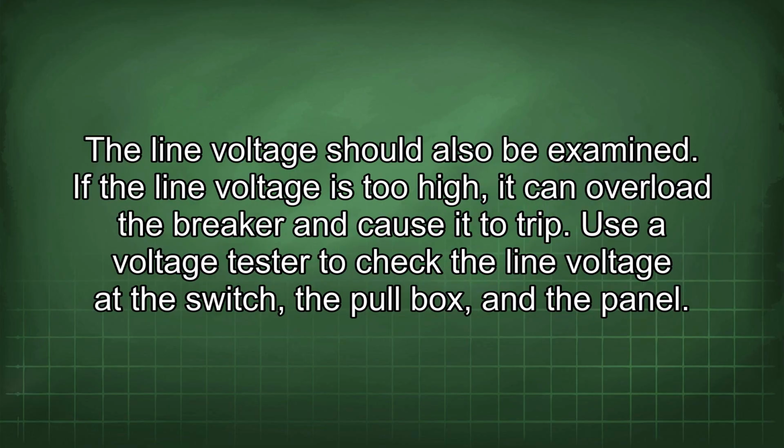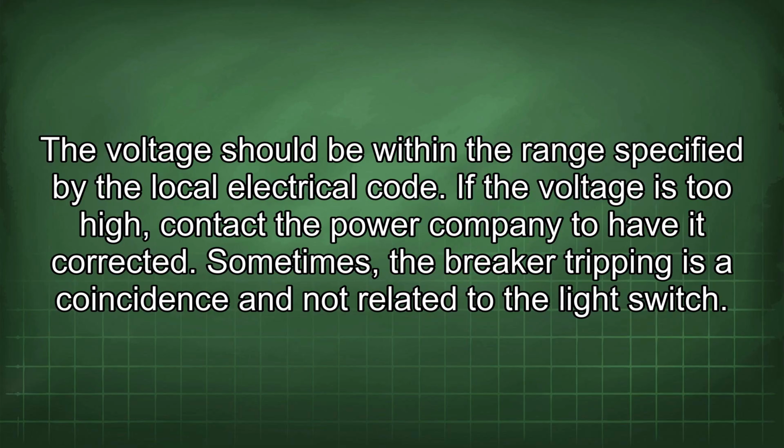The line voltage should also be examined. If the line voltage is too high, it can overload the breaker and cause it to trip. Use a voltage tester to check the line voltage at the switch, the pull box, and the panel. The voltage should be within the range specified by the local electrical code. If the voltage is too high, contact the power company to have it corrected.